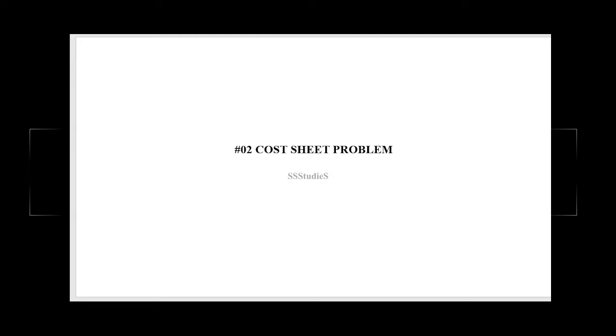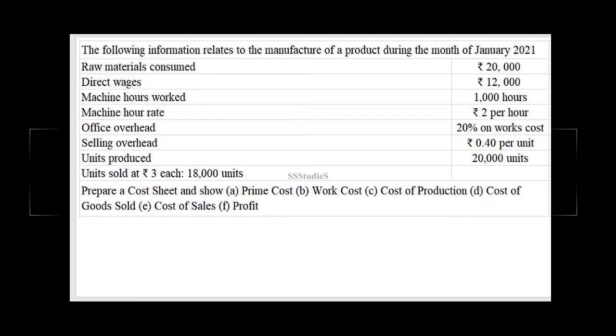In this video, we will solve a problem on cost sheet. So the information is given relating to a manufacture of a product during the month of January 2021. We are required to prepare a cost sheet and show prime cost, work cost, cost of production, cost of goods sold, cost of sales and profit. Let us solve this problem.